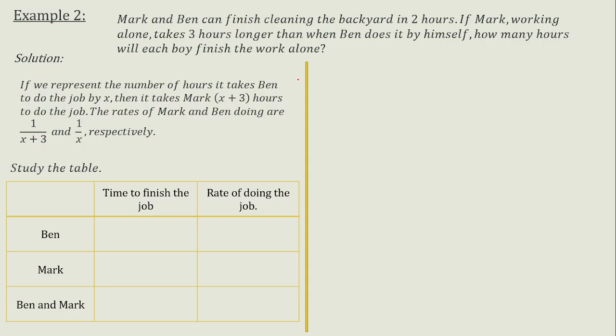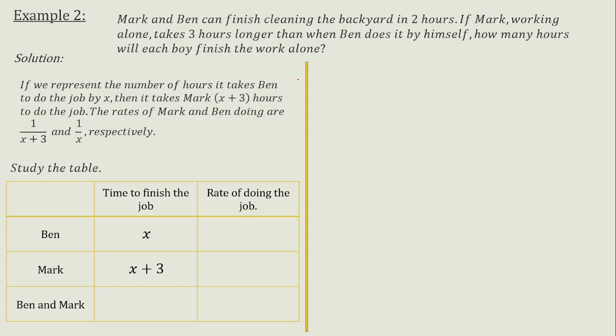So for Ben and Mark, time to finish the job, rate of doing the job. So we have here the time to finish the job for Ben is x. It is represented by x. Then for Mark to finish the job is x plus 3. It is represented by x plus 3. So where does the plus 3 come from? Right? x is for Ben.